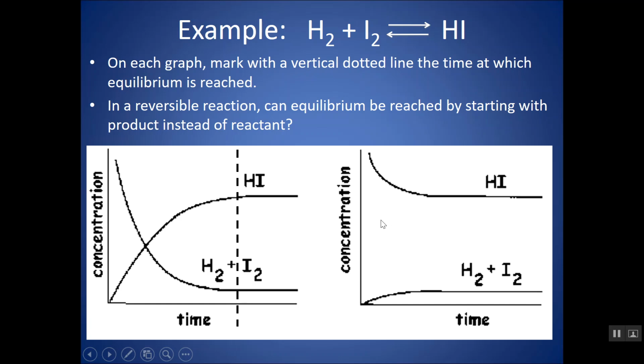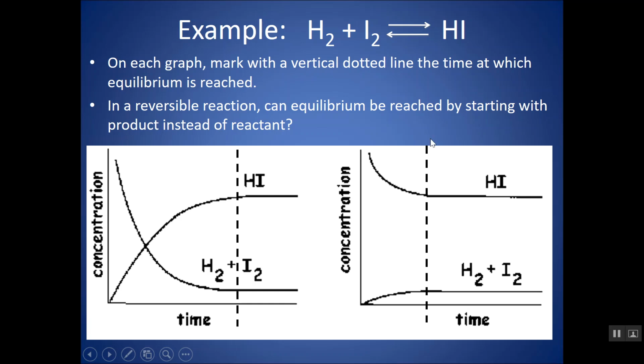In this situation here, I start with all HI and no H2 and I2. So in this case, I actually start with all product in my container and no reactant. But notice I can still reach equilibrium. I've reached a point in time where my concentrations of product and reactant are both constant and not 0. So they have to be constant and not 0. So to answer this question, yes, equilibrium can be reached by starting with product instead of reactant. You can start with all reactant or all product or a 50-50 mix or any mix, okay? You can still reach equilibrium.